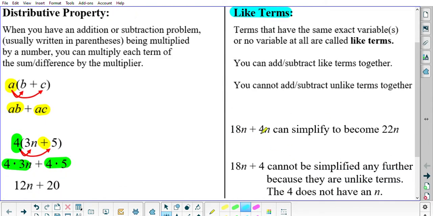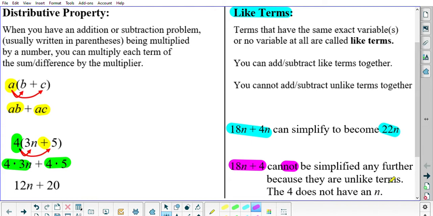So, for example, 18n plus 4n is allowed to simplify to become 22n. Why? Because they both were like terms. They both had the same exact variable, in this case being n. But in contrast to that, 18n plus 4 cannot be simplified to 24n. Why? Because they are not like terms. They are unlike terms. Why are they unlike terms? Because the 18 has an n, but the 4 does not have an n. This is why they are not like terms, and therefore they cannot be added together.